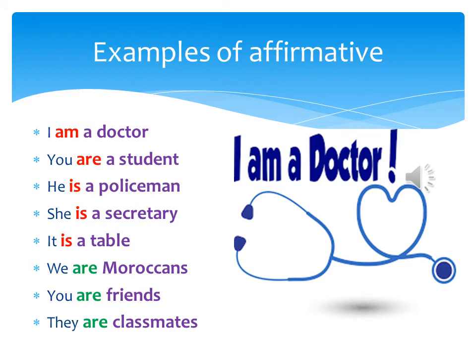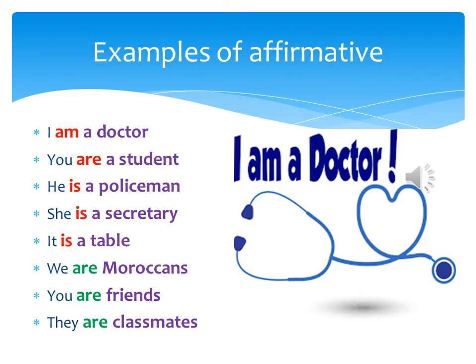So here I am going to give examples of the verb to be in simple present tense in affirmative case. So we say, for example, I am a doctor. You are a student. He is a policeman. She is a secretary. It is a table. Look here, they are all singular.